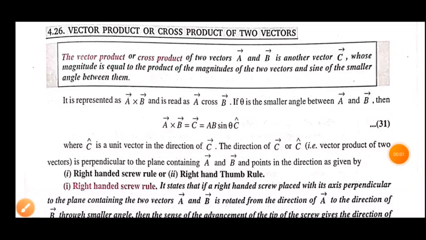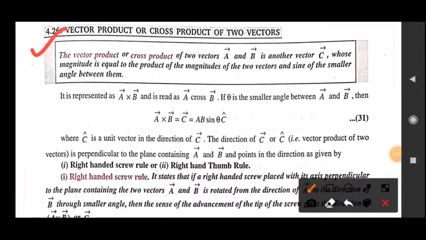Here the next type of product or multiplication of vectors is called the vector product or cross product of two vectors. Whenever we are doing the cross product, we write it in the form a cross b. Whenever we use a cross b, we will always get another vector, and that is equal to c.